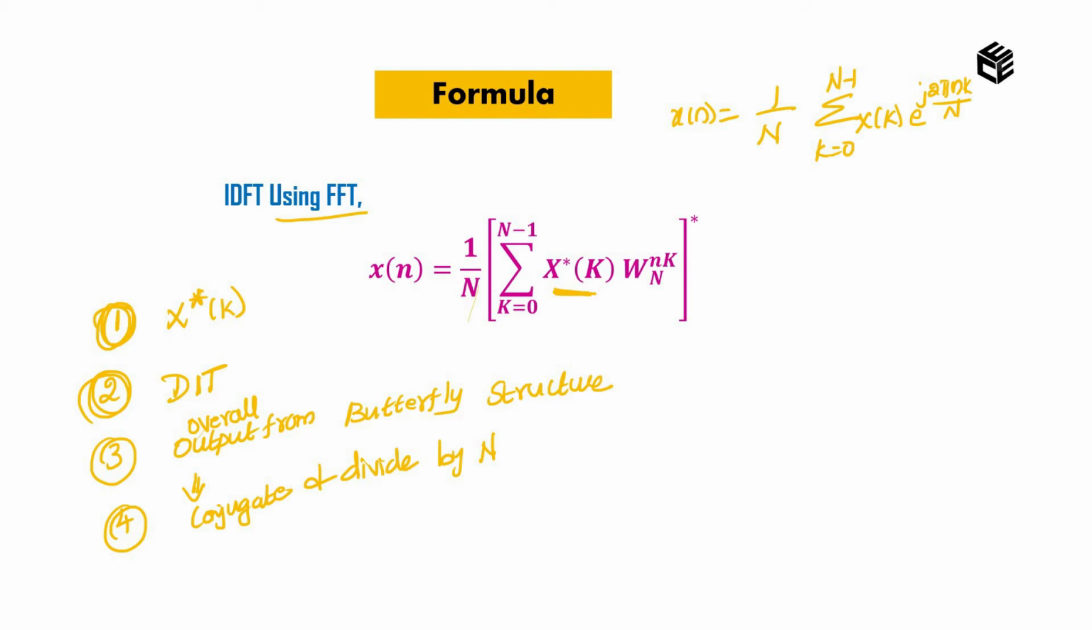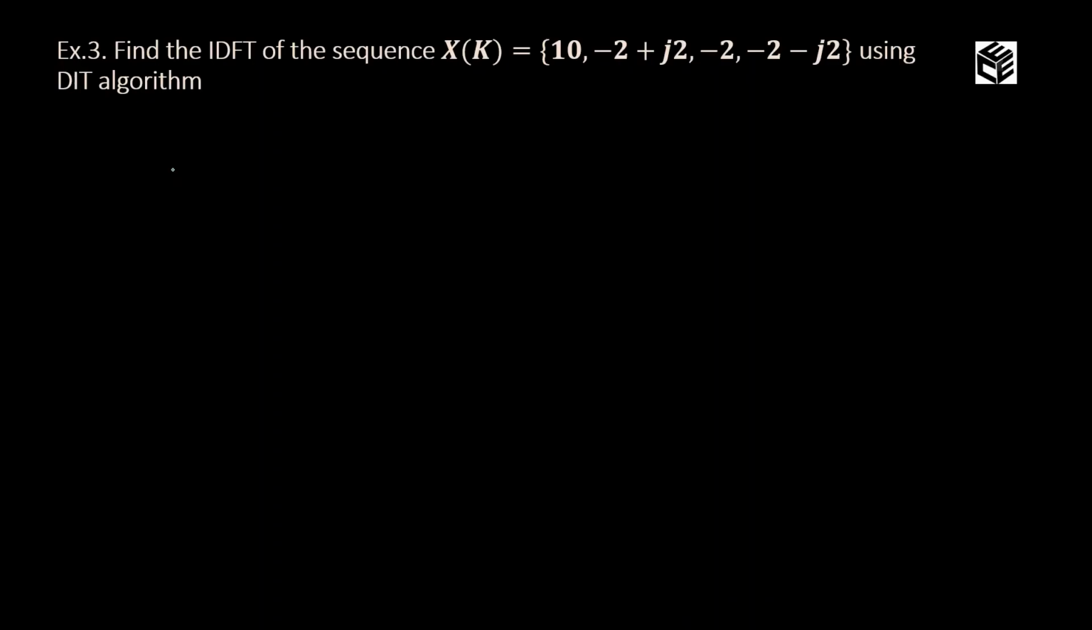Let me show you how to solve the problem. Let's solve this problem. Find the IDFT of the sequence x of k is equal to 10, minus 2 plus j2, minus 2, minus 2 minus j2 using DIT algorithm. So from the question, we can easily say that the value of N is equal to 4, correct?